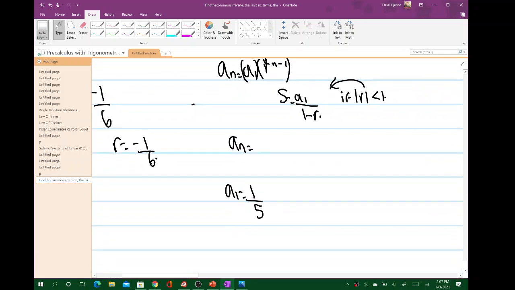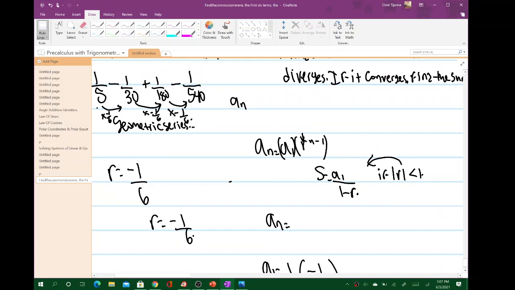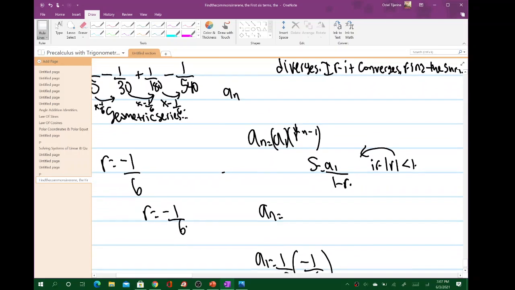So here we have 1/5, and then we know the common ratio is -1/6, raised to the n minus 1.